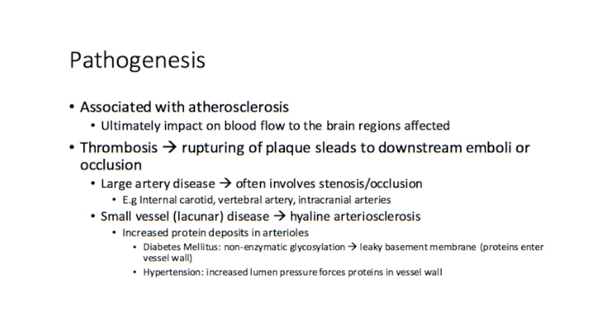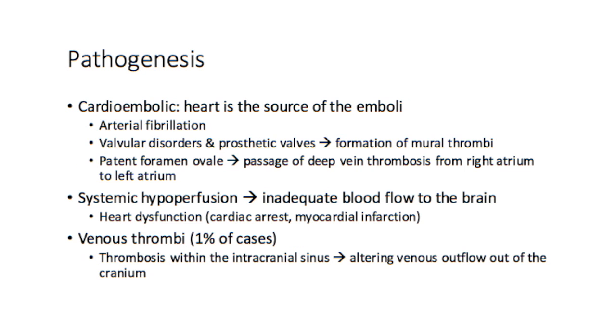So other causes already alluded to are cardioembolic. So if the heart is the source of the emboli as opposed to arteries within the brain, that can be due to atrial fibrillation, can be due to valvular disorders, prosthetic valves as well as a patent foramen ovale, where the passage of the deep vein thrombosis can go from the right atrium to the left and then into the systemic circulation, which obviously includes the brain.